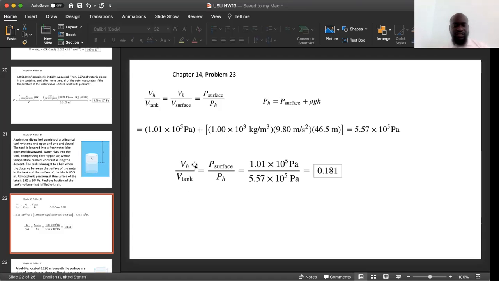So V_H over V_tank is the ratio of the volume, the fraction of the tank's volume that is filled with air, equals P surface over P_H. We know P surface is atmospheric pressure, over the pressure at the depth H, and that solves the problem basically. Okay.